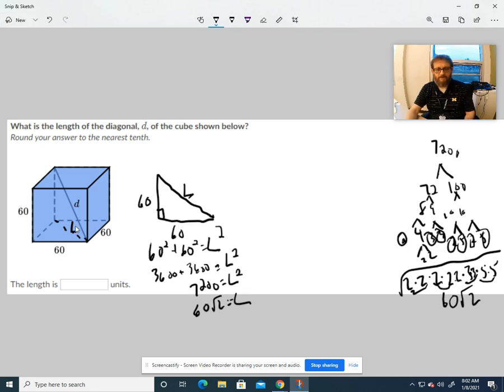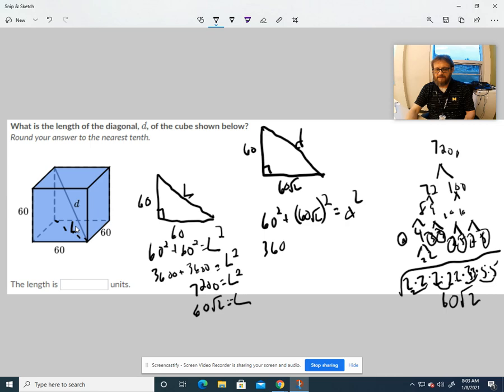Well, then I have another right triangle like this. This is my D. This is 60, and this is 60 root 2. So you're going to take 60 squared plus 60 root 2 squared equals D squared. That's 3600. We know this is 7200. We did that just a minute ago. And then you're going to get 10800 equals D squared.